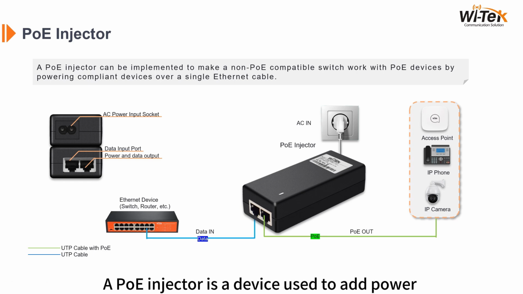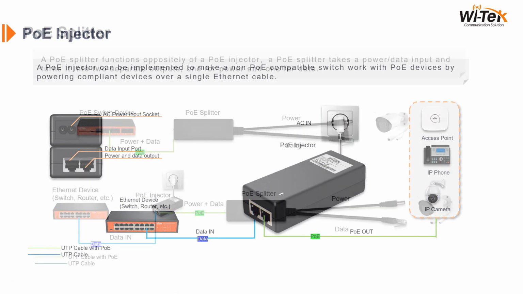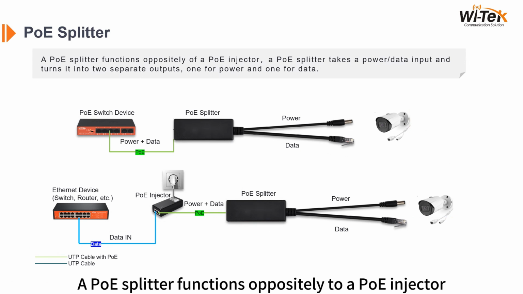A PoE injector is a device used to add power to an Ethernet cable for PoE equipment. It mixes power and data to output as PoE. A PoE splitter functions oppositely to a PoE injector.